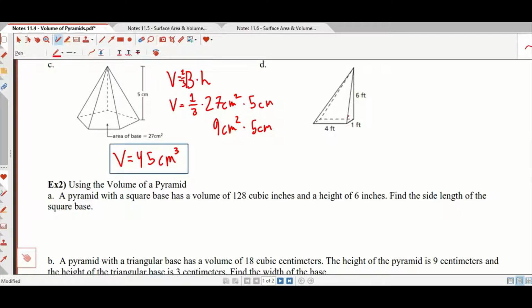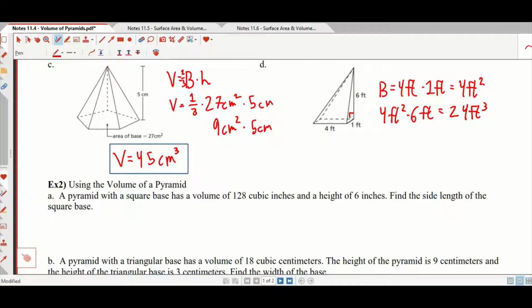And finally, this thing's oblique, but that's okay. We're going to have to assume that this is the height because they didn't give us a little right angle there. I'm going to assume that there is a right angle there. And so the area of the base is 4 feet times 1 foot, and that is 4 feet squared. Multiply that by the height, times 6 feet, and you get 24 feet cubed.